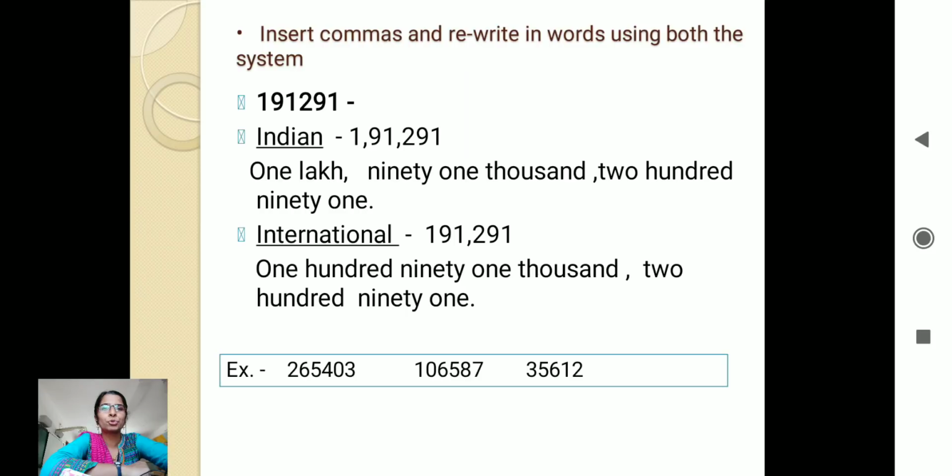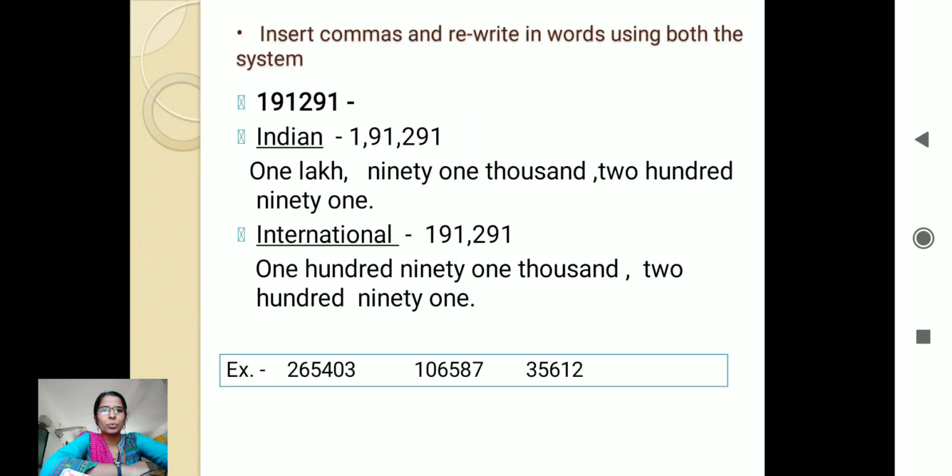Okay, 1, 2, 3, comma, 1, 2, comma is in Indian system. So, I have written this number as 1,91,291. Now, same number if I write it in international system, how will I write? 191,291. Isn't it clear? A little slight difference, only the lakh period is becoming 100,000. Okay? So, writing and the reading of the number will get differentiated.